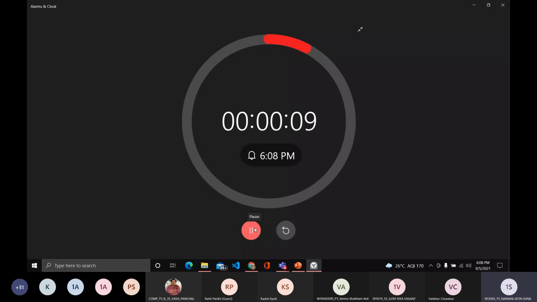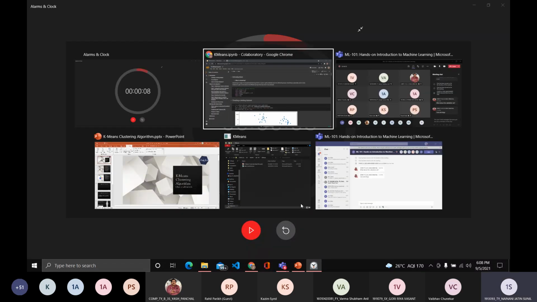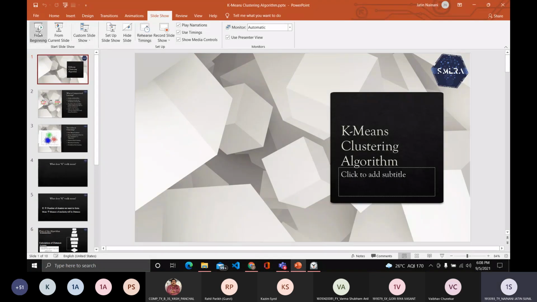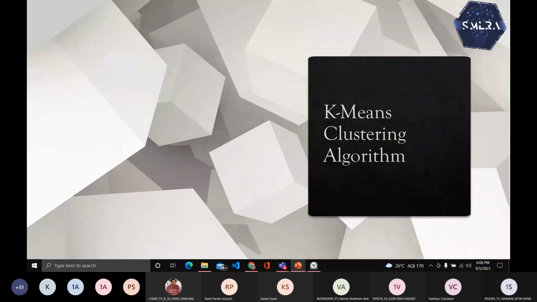All right, I hope everyone's back. Again, as I said, K-means clustering algorithm is an extremely visual and intuitive algorithm. So please go ahead and open up this notebook. If everyone has done that, we can start.